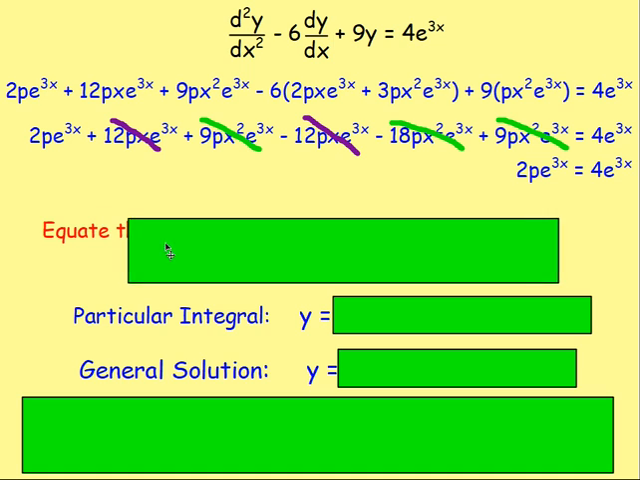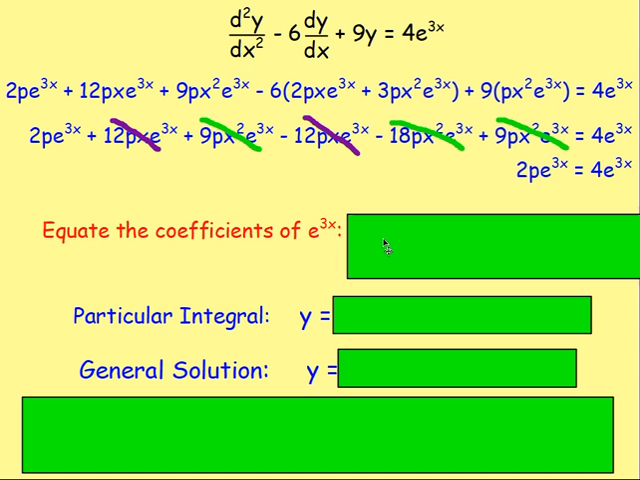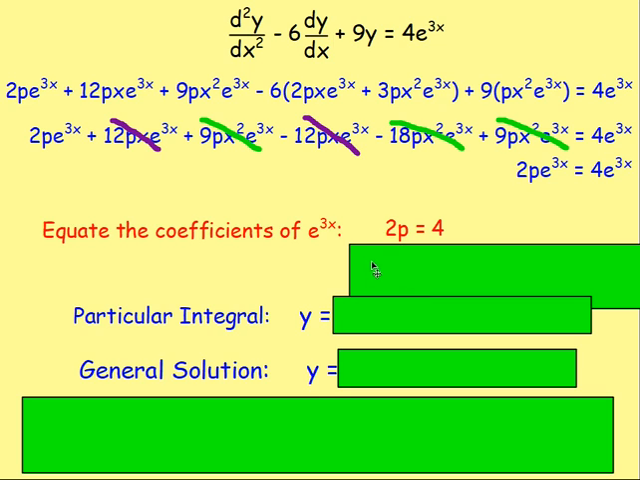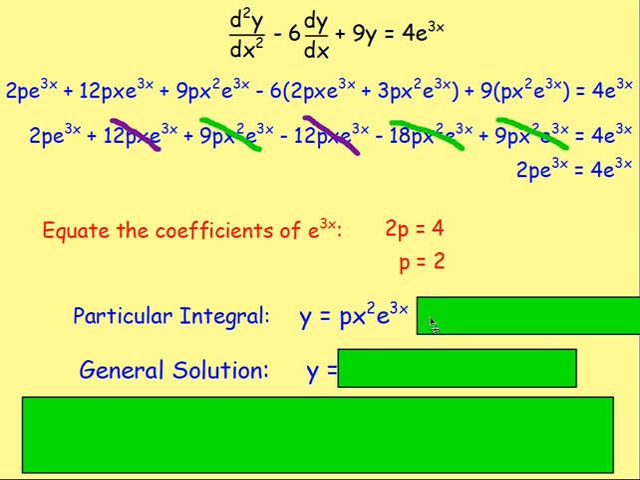After that, you have to equate the coefficients in order to find out the value of p. So equate the coefficients of e to the power of 3x on the left and the right. So you'd have 2p equals 4. If 2p equals 4, then p would equal 2. So the particular integral, well, we had px squared e to the power of 3x. Because we know p is 2, that becomes 2x squared e to the power of 3x.